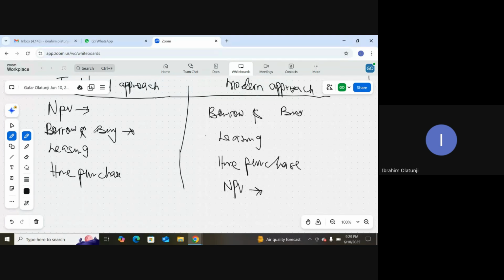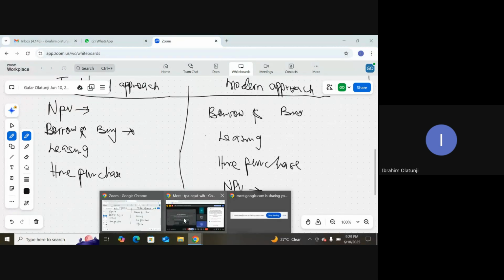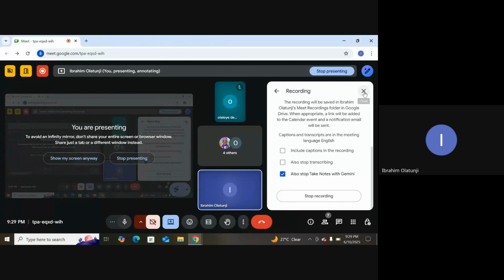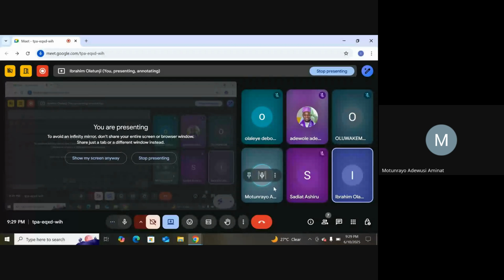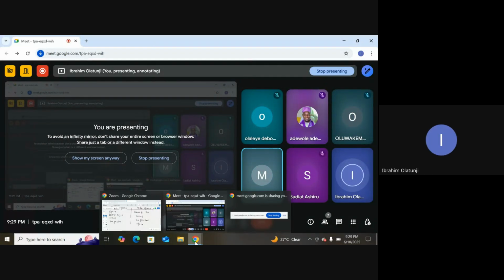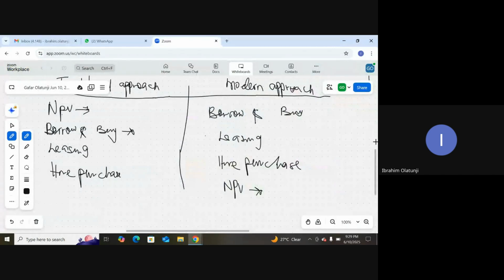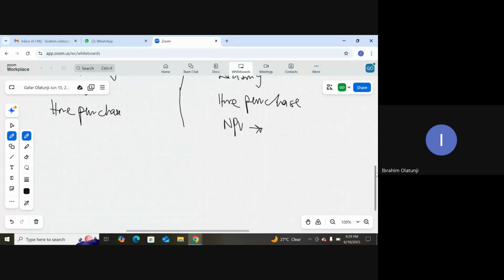The way you compute borrow and buy here is the same way you are doing it there. The way you do your leasing is the same, and the way you do your hire purchase is the same, but the way you compute NPV here will be different from the way you compute it under the modern approach. Is it clear? Yes, it's clear. Okay. So now please watch the video so that you can get that.